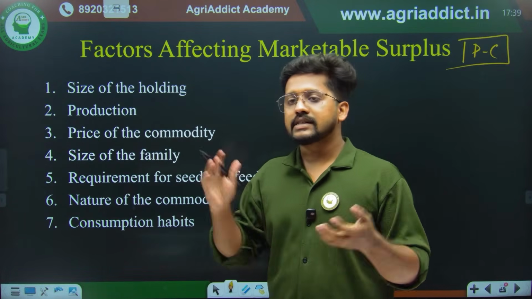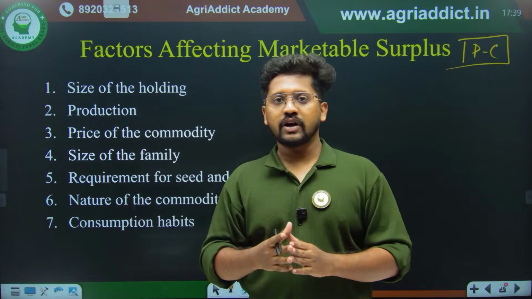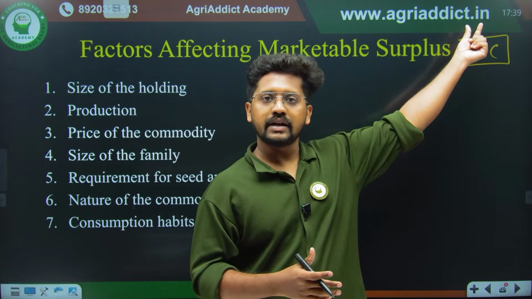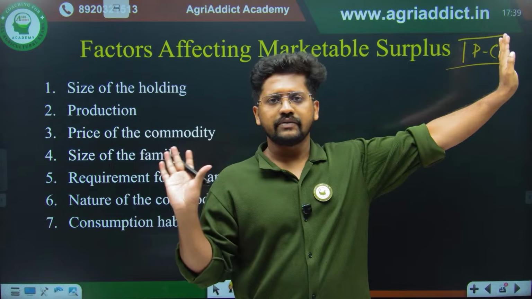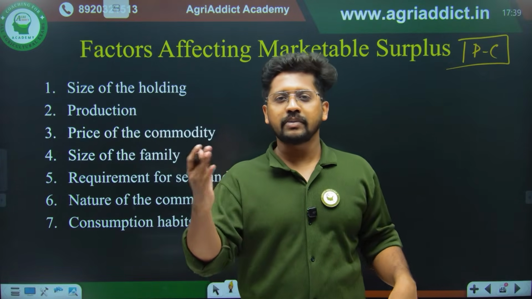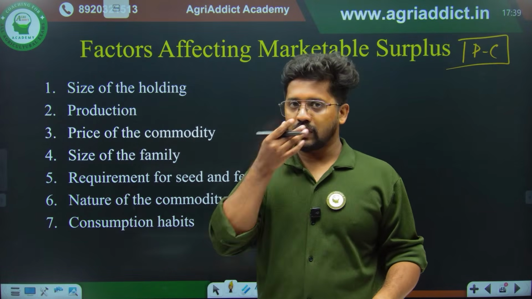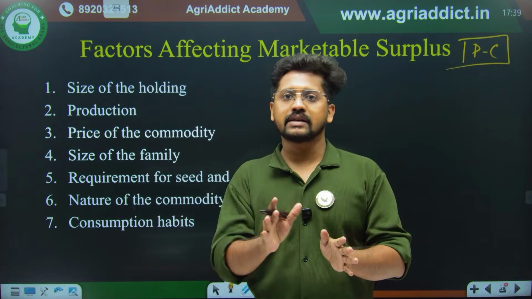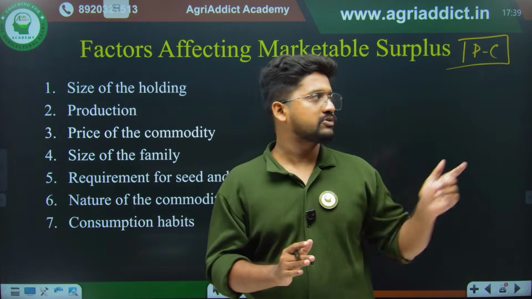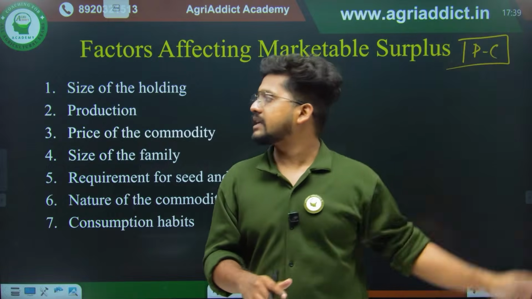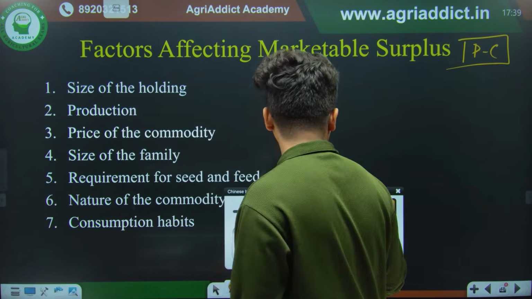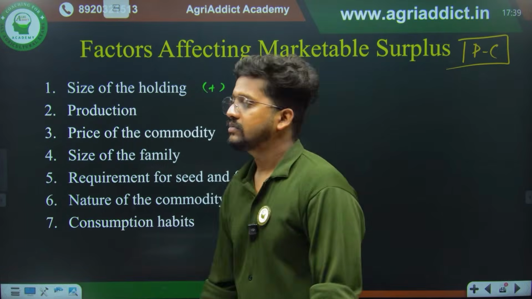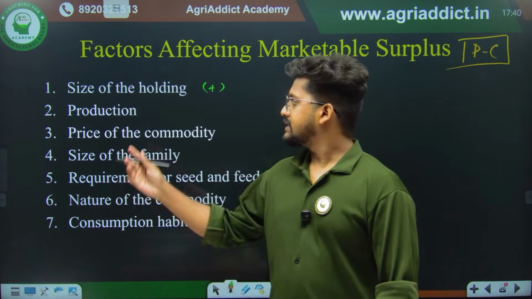First one is size of holding. The more the size of holding, the more the production will be. So therefore, the production side will be increasing. Consumption side, we are not concerned about it. It will not be increasing because it's just the size of the holding, nothing else, right? So as the size of the holding increases, family size remains the same, requirements will be the same. So therefore, marketable surplus will be increasing. So the size of the holding will have a positive relationship with your marketable surplus.